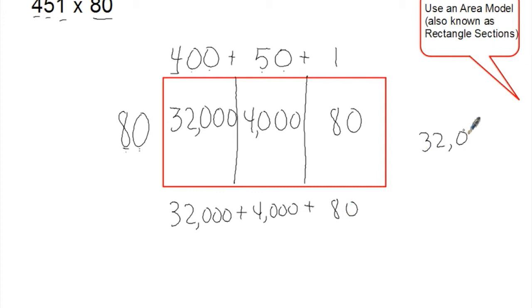Just make sure that when you're adding, all your numbers are lined up. This is a perfect spot for quadrille paper. That way you don't make any silly mistakes. Our final answer is 36,080.